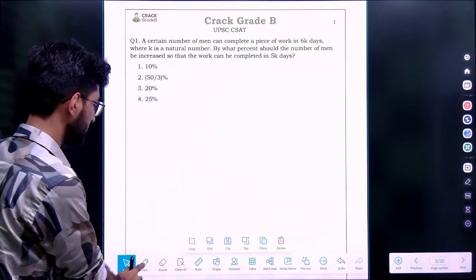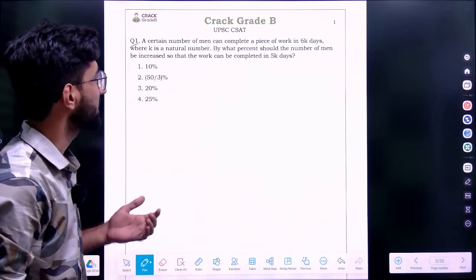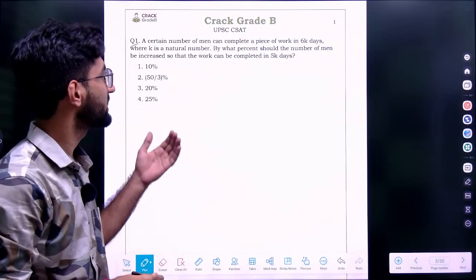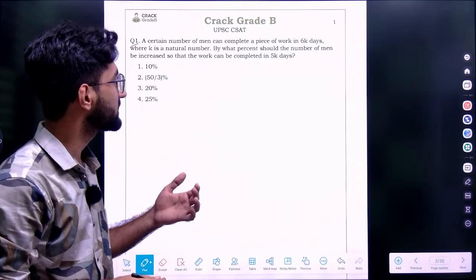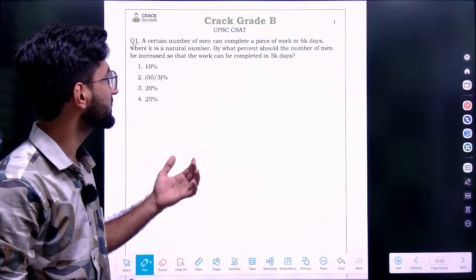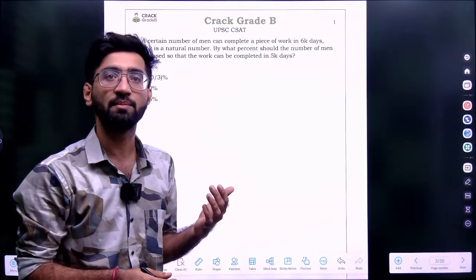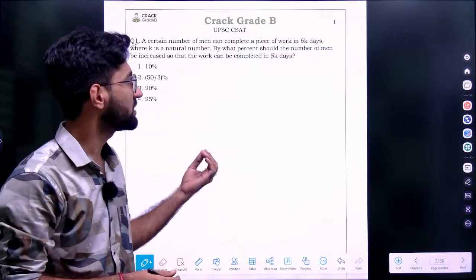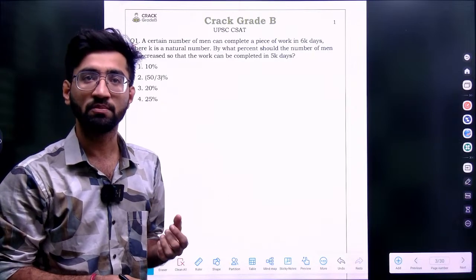So the question is, a certain number of men can complete a piece of work in 6k days, where k is a natural number. By what percent should the number of men be increased so that the work can be completed in 5k days, right? This question is from the Time and Work chapter, and this is one of the easiest questions that a serious aspirant should be able to solve, right?